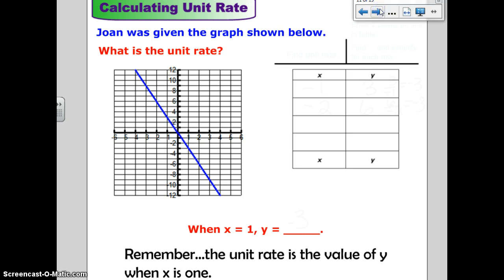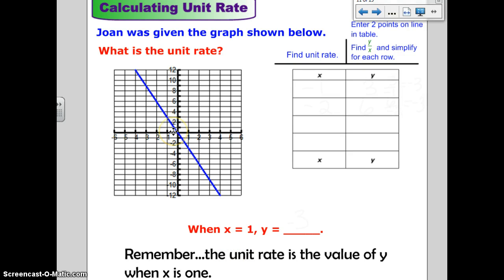Joan was given the graph shown below. What is the unit rate? We're being asked to find unit rate. We should enter 2 points on the line in the table and find y divided by x. Before we use our table, let's see if we can calculate the unit rate with just a graph.